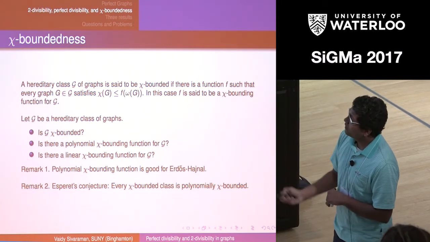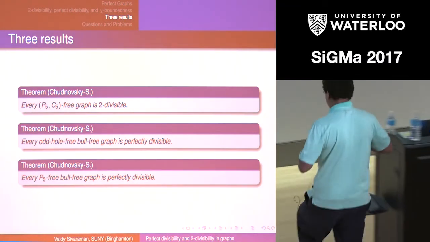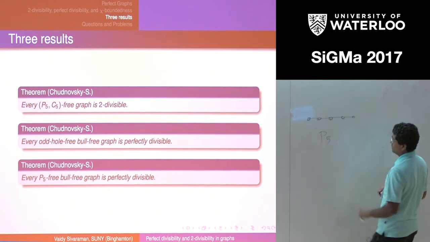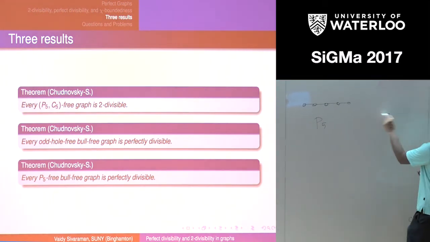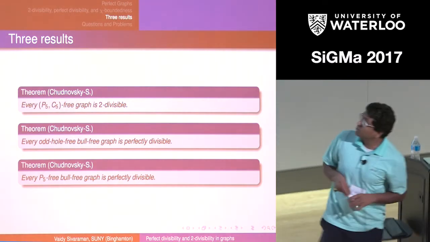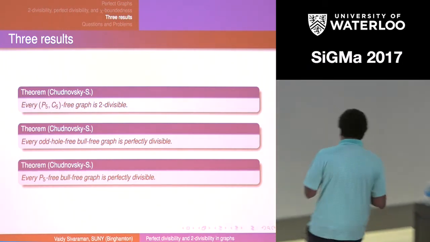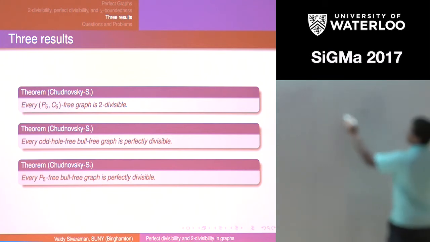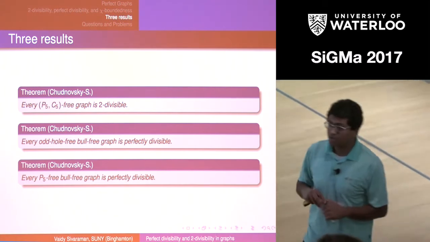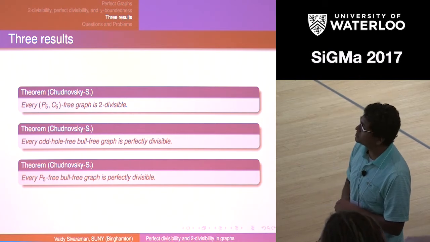So, okay, let me get to the results. Our first result is that if you don't have these two graphs, this is P5, the path on 5 vertices, and this is C5. If you don't have these two as induced subgraphs, then you are 2-divisible. And the other thing is, if you don't have a bull, which is this graph, and if you don't contain odd holes, you are perfectly divisible. And the third one is, if you don't have a P5 and this, you are perfectly divisible.